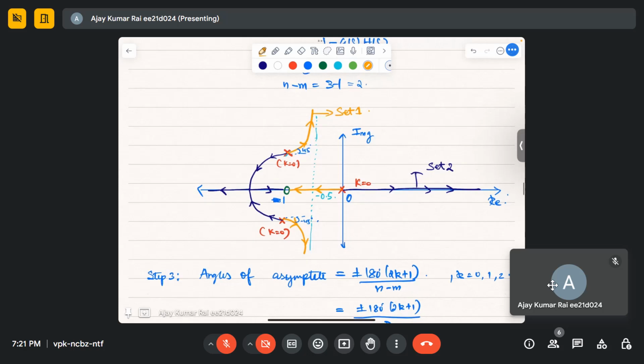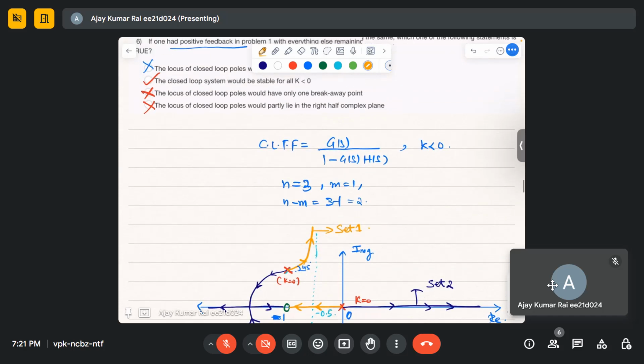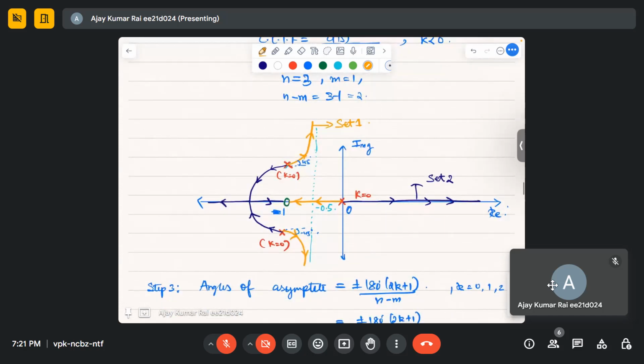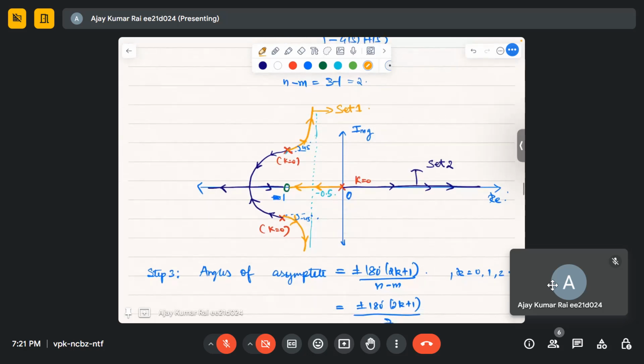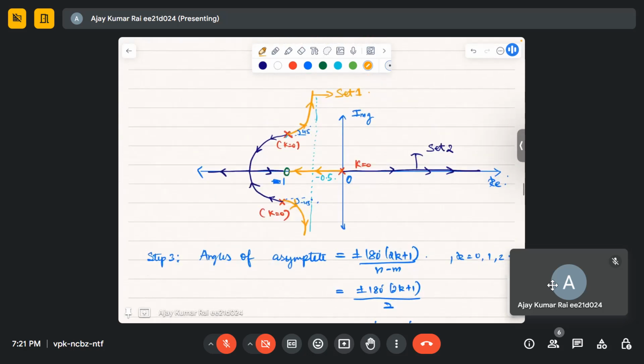So any doubt here? Any doubt in this particular question? Okay, so both the root locus have been plotted and shown to you. In case of this option where the feedback is positive and k is less than 0, we can say the system can be stabilized for any value of k.